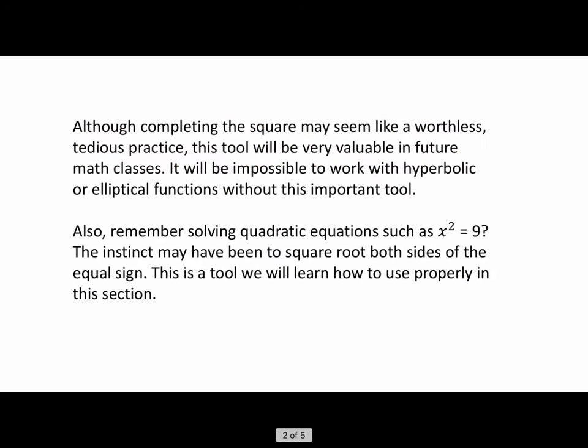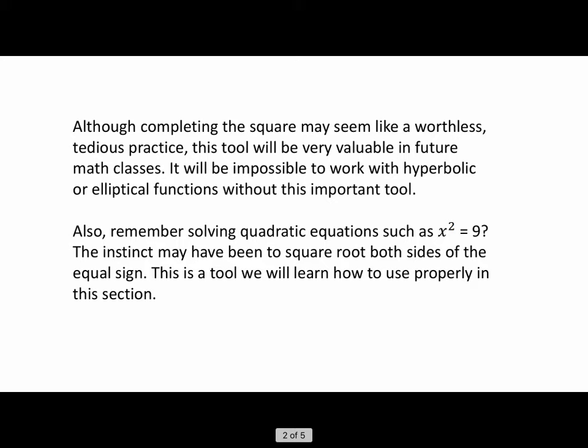Hi everyone! Although the completing the square method may seem kind of worthless and tedious, this tool actually can be very valuable in the future math classes that you might have to take. It would be impossible to work with hyperbolic or elliptical functions without this important tool.